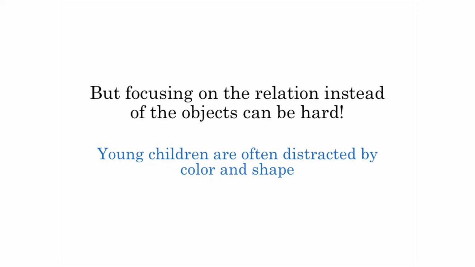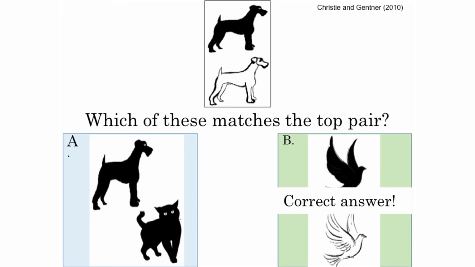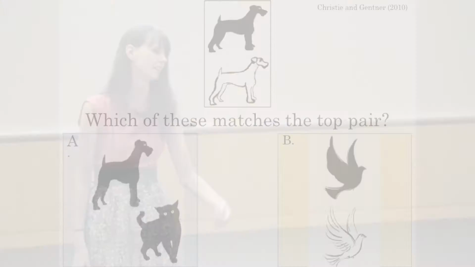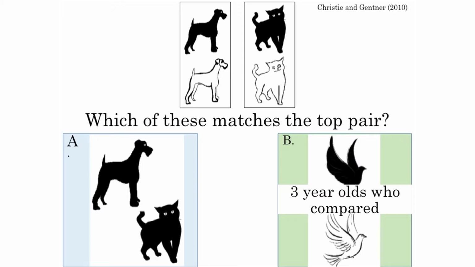So this is a task that some of my colleagues gave to preschoolers, and yeah, I think you guys can do it. So does A or B match the top pair? Okay, B, good, nice, nailed it. But this is what 3-year-olds said. They saw the dog and they just like totally missed the relation. However, my colleagues then gave them another task where they were allowed to compare first, and then they're just like you. So, okay, this is great.